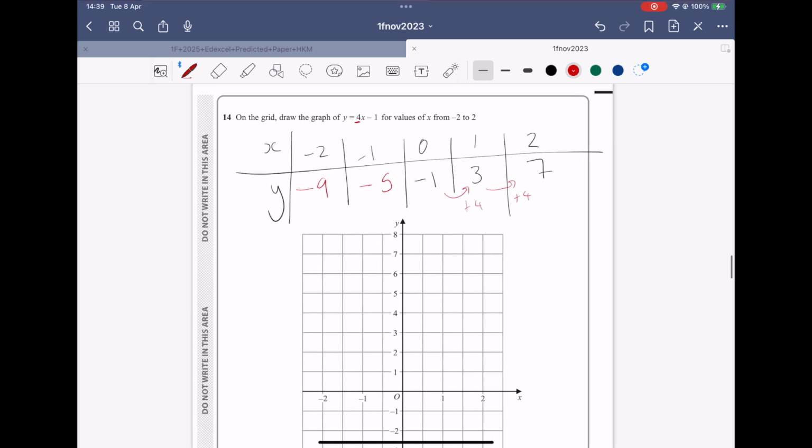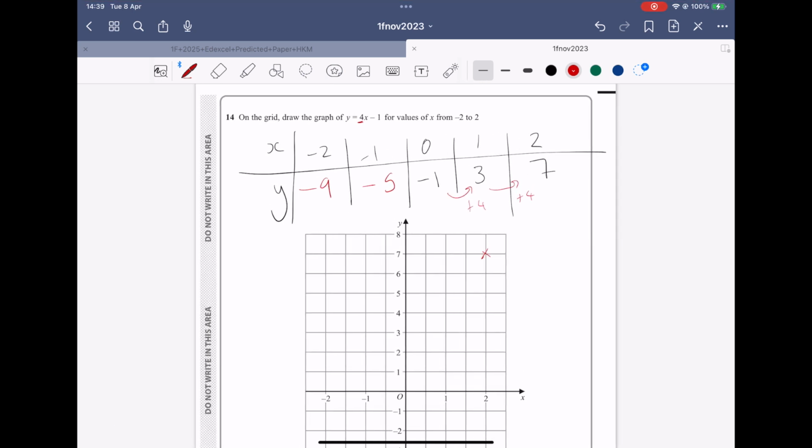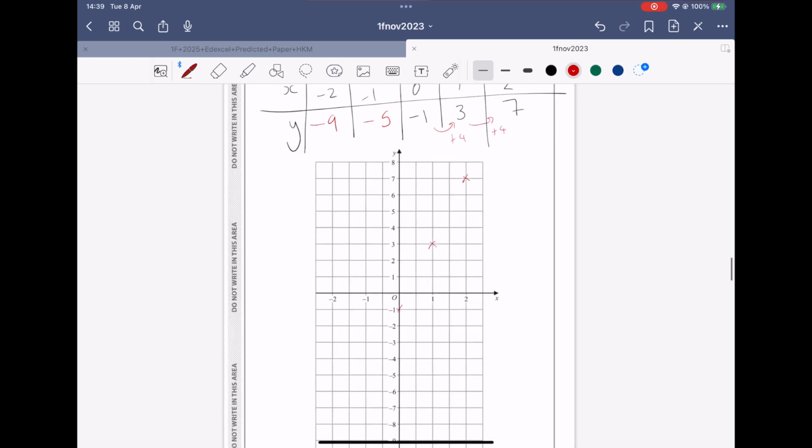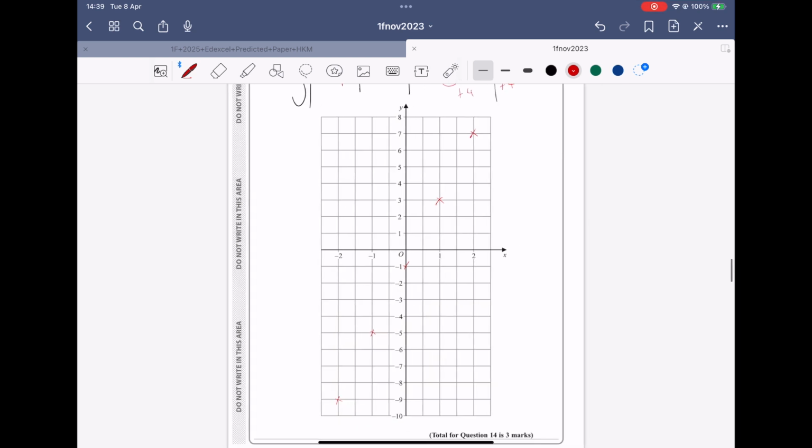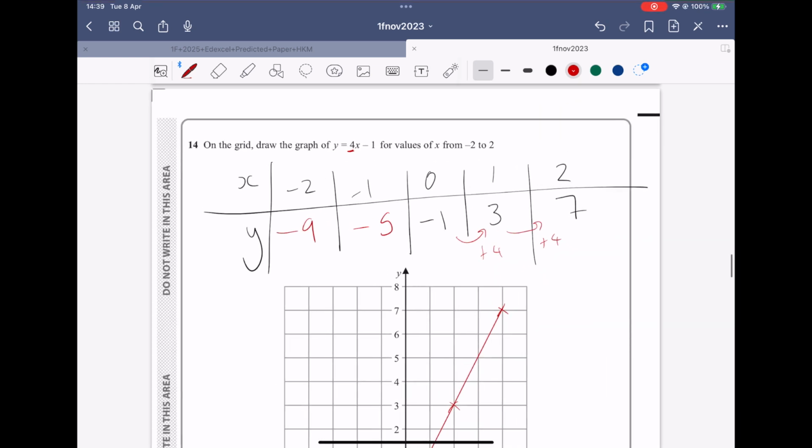Okay, so I'm going to go from 2 to 7 up here, 1 to 3, 0 to minus 1, minus 1, minus 5, minus 2, minus 9. And it should make a straight line. The only graphs you'll likely see in foundation are either straight lines like this or U-shaped ones. So if that's not happening, then something's likely gone wrong. They don't normally make you draw the other ones.